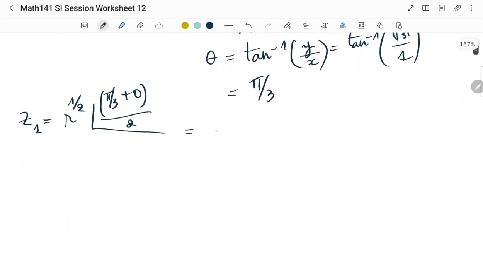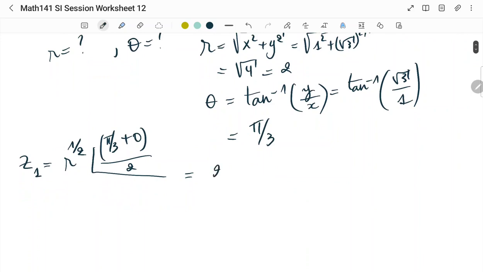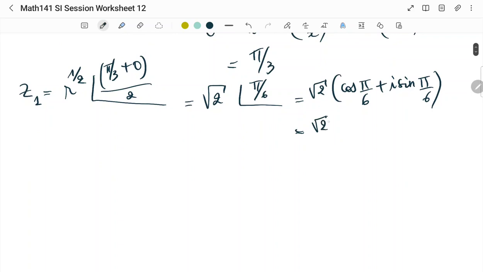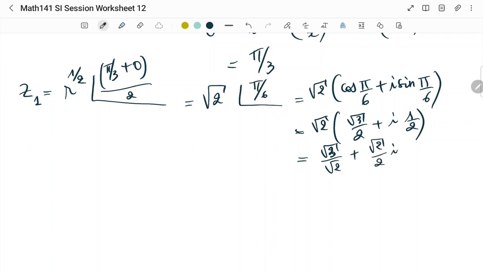And this would just be equal, therefore, to root 2, and the angle pi over 6, which, if you write this down in the polar form, will just give you root 2 multiplied by cos of pi over 6 plus i sine of pi over 6, which is just equal to root 2 multiplied by root 3 over 2, plus i times 1 over 2, which is equal to root 3 over root 2 plus root 2 over 2i.